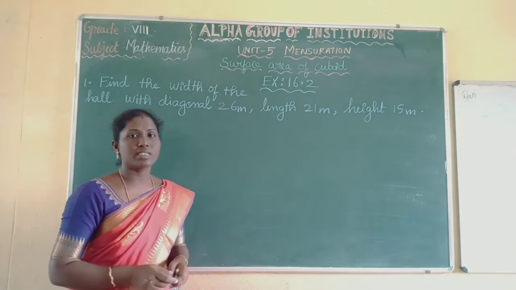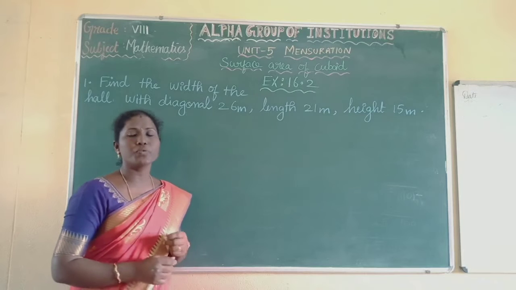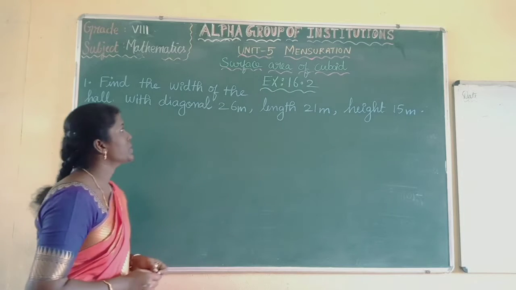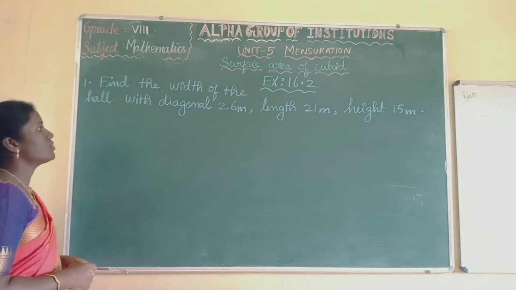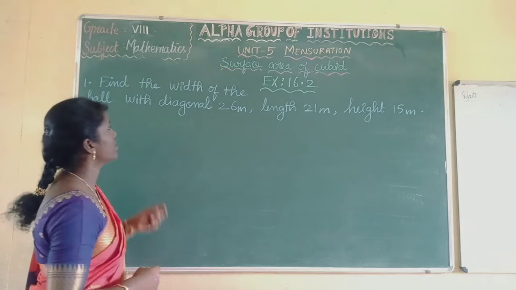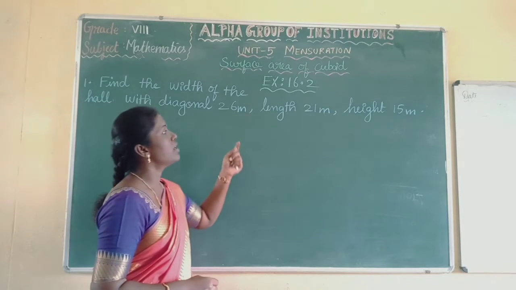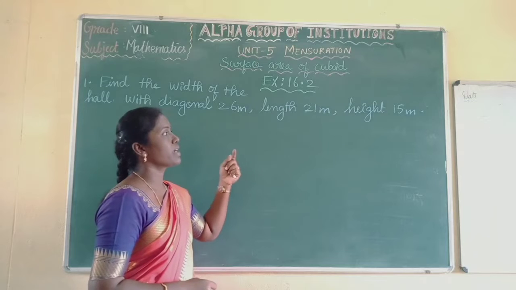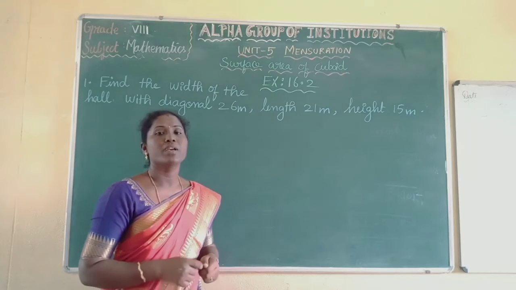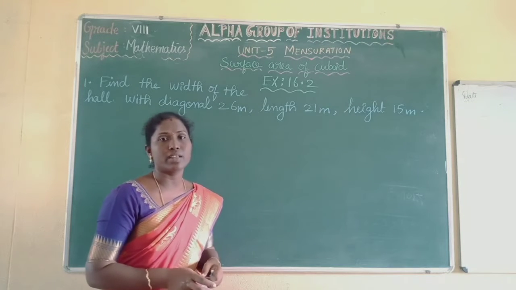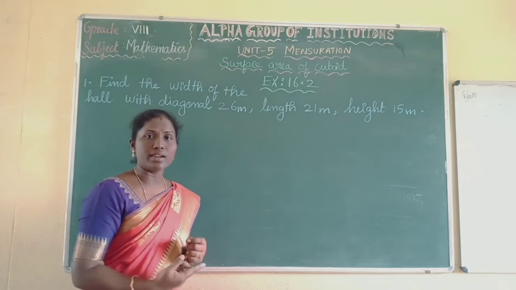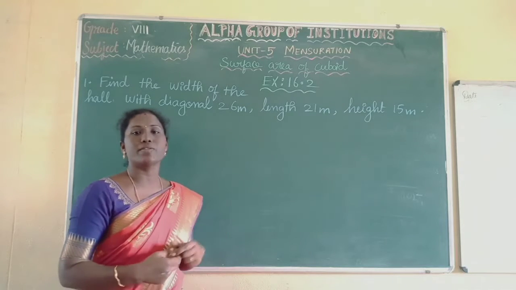Now starting with exercise problem. In exercise 16.2, first problem. See the question. Find the width of the hall with the diagonal 26 meter, with the length of the diagonal 26 meter and length of the hall 21 meter and height 15 meter. Here the question is not directly given. They gave the length of the diagonal in the question, also the length and height of the hall.